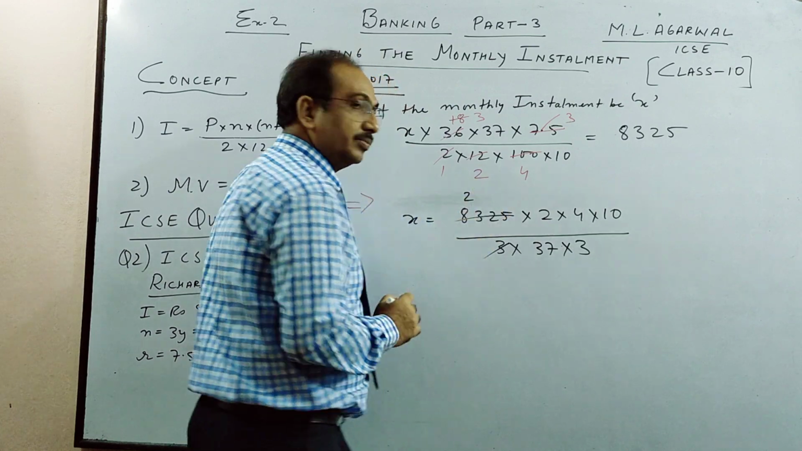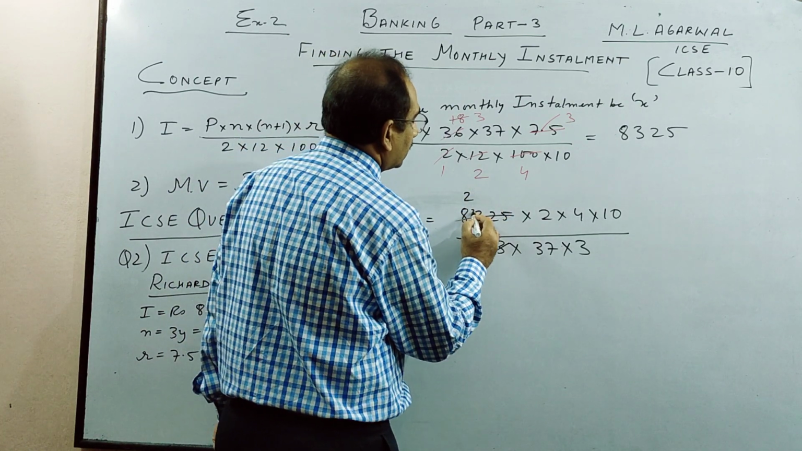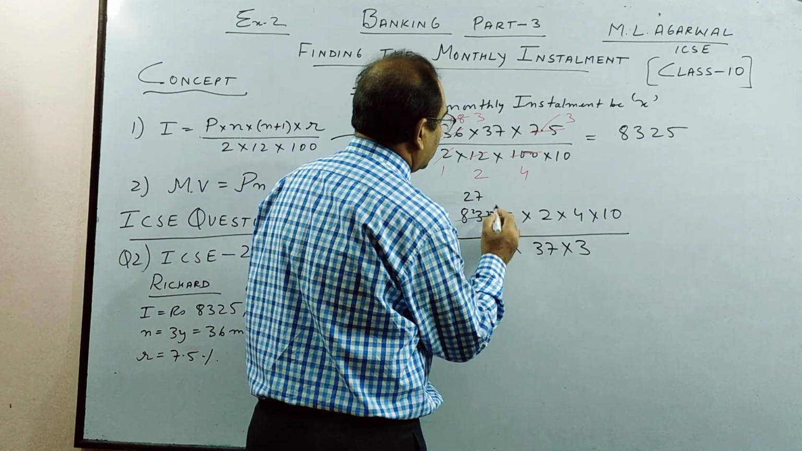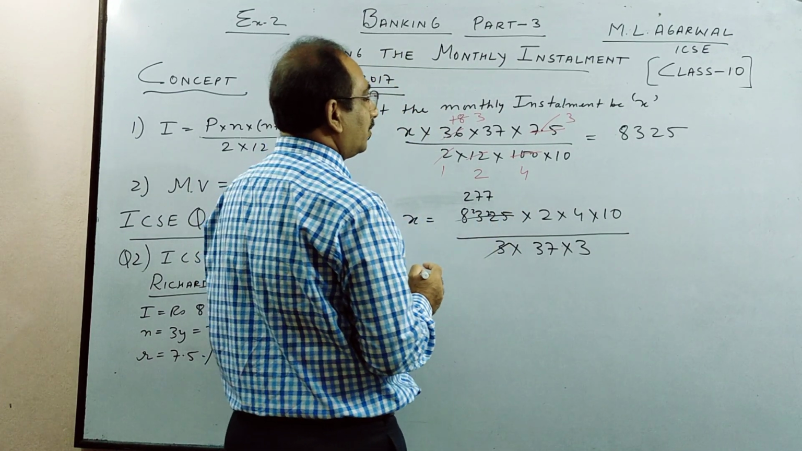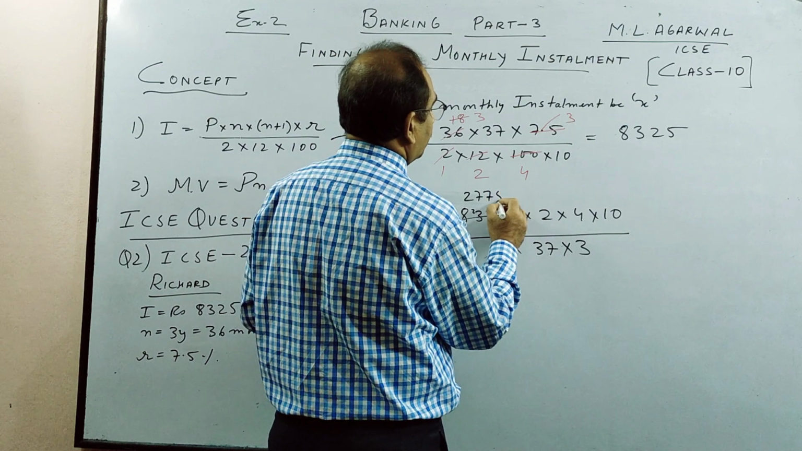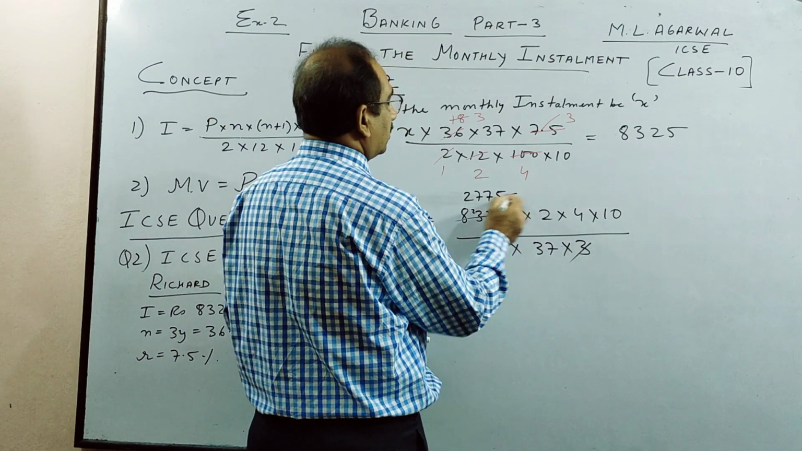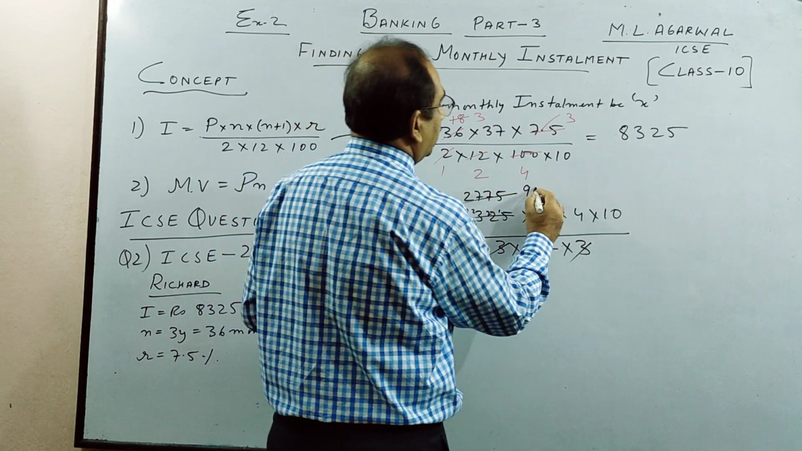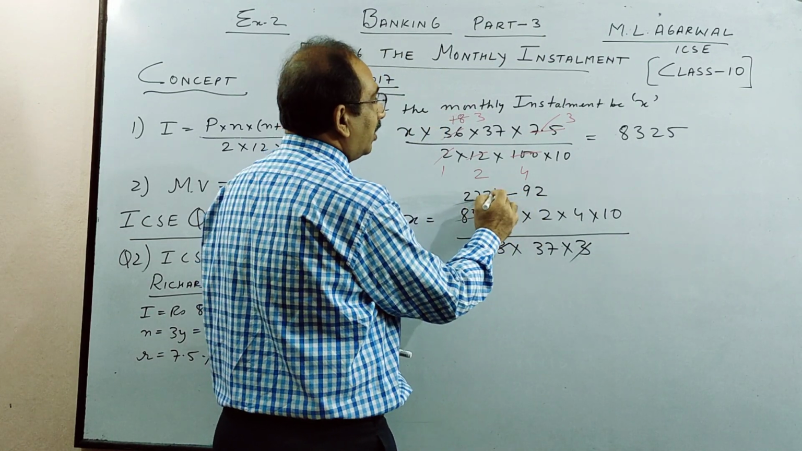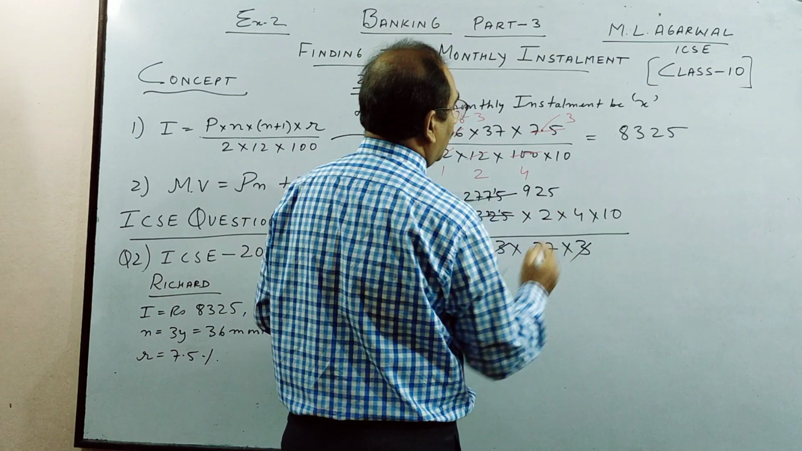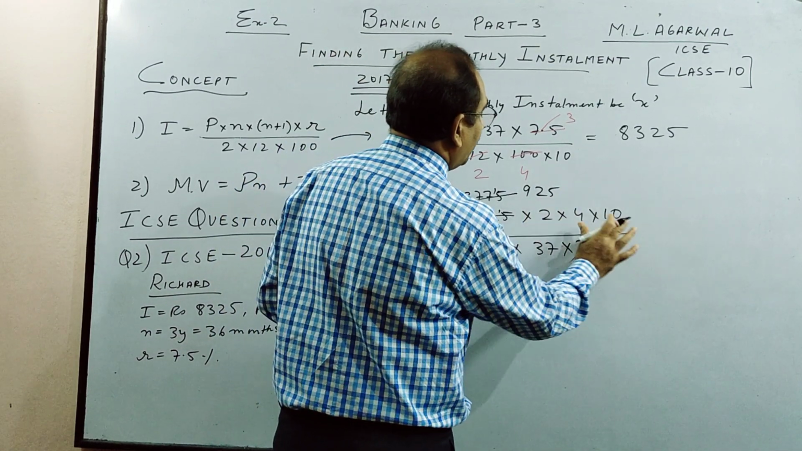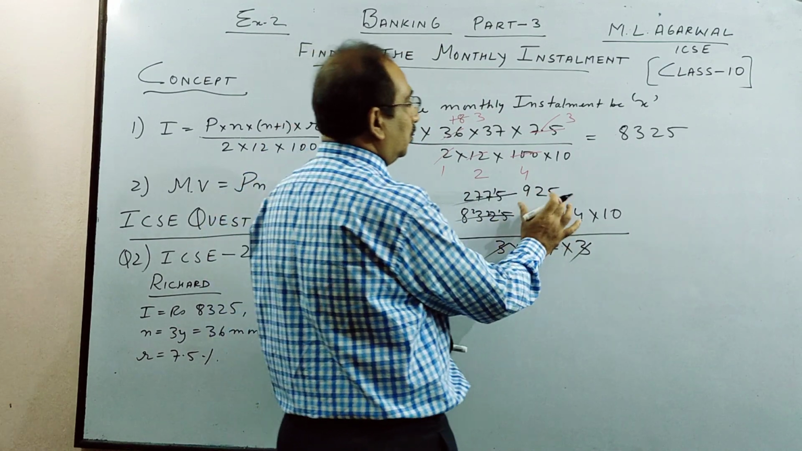3 2s are 6, 2 remains. 3 7s are 21, 2 remains. 3 7s are 21, 1 remains. 5s are. Again you cancel with 3. 3 9s are 27. 3 2s are 6. 1 remains. 15. 3 5s are 15. So we are left with this. So now children, I'll just show you.